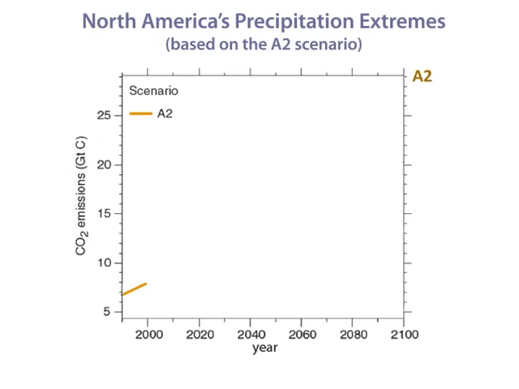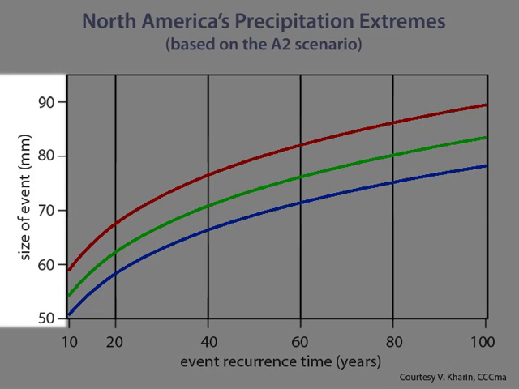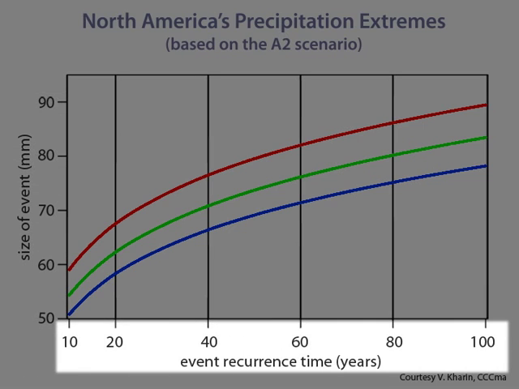Let's look at how precipitation extremes might change, on average, across North America, based on the A2 scenario, where emissions continue to grow throughout the 21st century. The vertical scale indicates the size of a 24-hour extreme precipitation event, from 50 millimeters, about 2 inches, to more than 90 millimeters. Across the horizontal axis are expected recurrence times for extreme precipitation events, once every 10 years, 20 years, 40 years, and so on average.